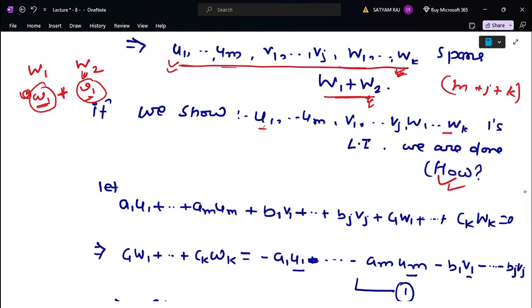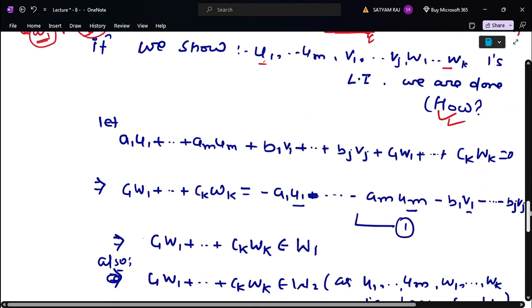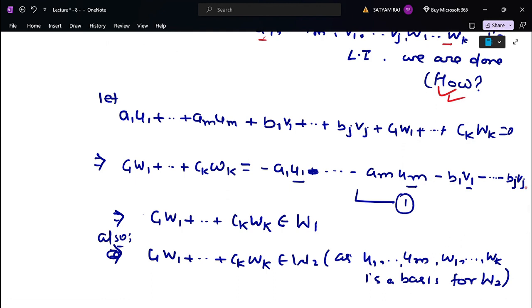Okay, so we are done if you are able to show this is Li. So now we are trying to show all these vectors are Li. Okay, so assume a1 u1 plus dot dot dot am um plus b1 v1 plus dot dot bj vj plus c1 w1 plus dot dot ck wk equal to 0.